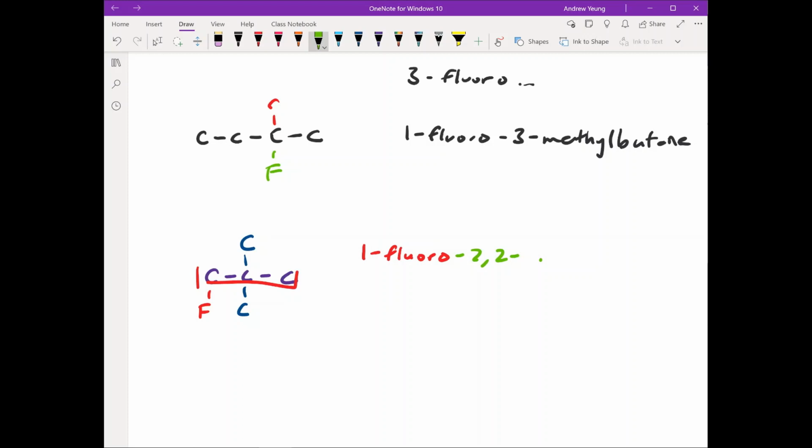2,2-dimethyl. Don't know why my letters are disappearing here. So 2,2-dimethyl. And this is all off of a 3-carbon chain here, propane. Again, different name, different structure isomers.